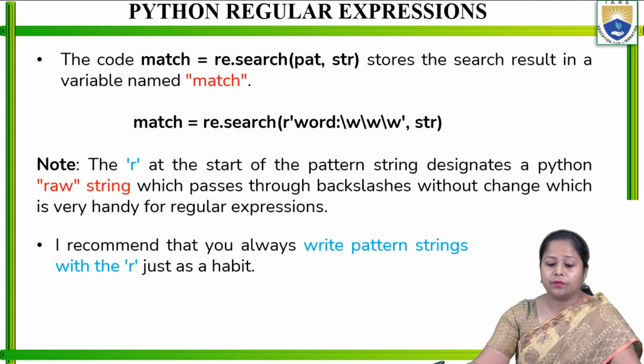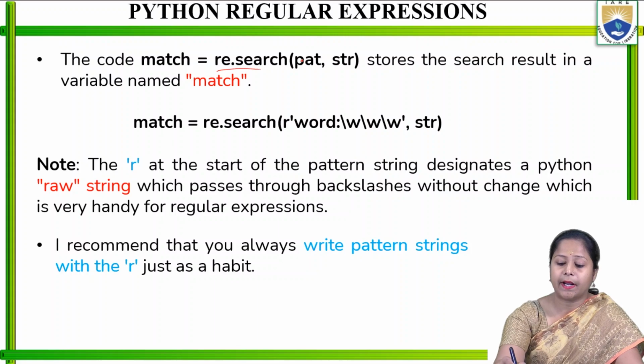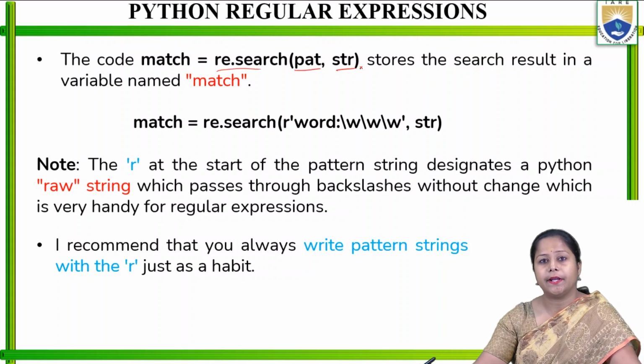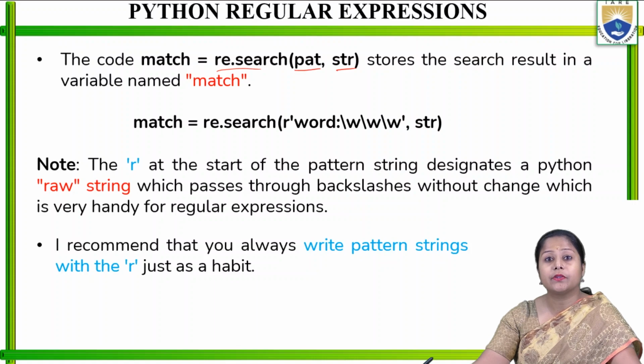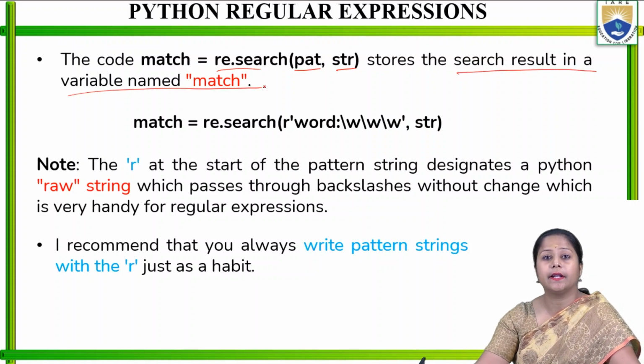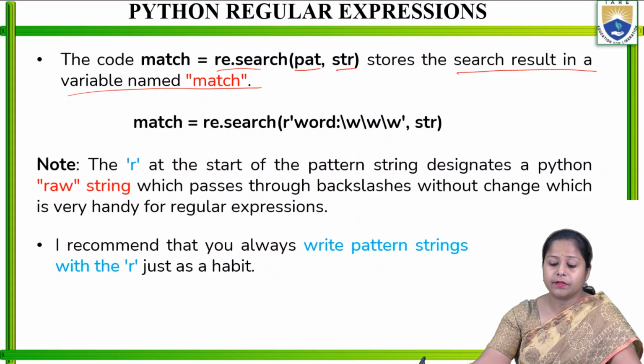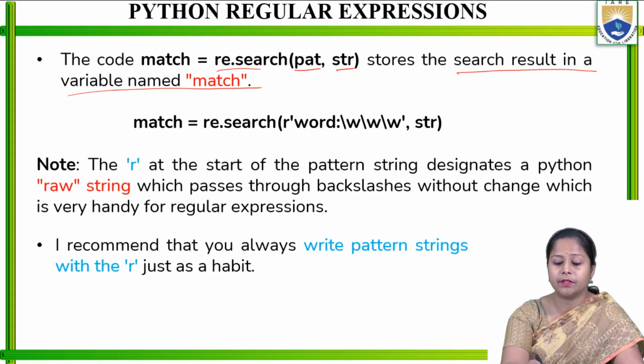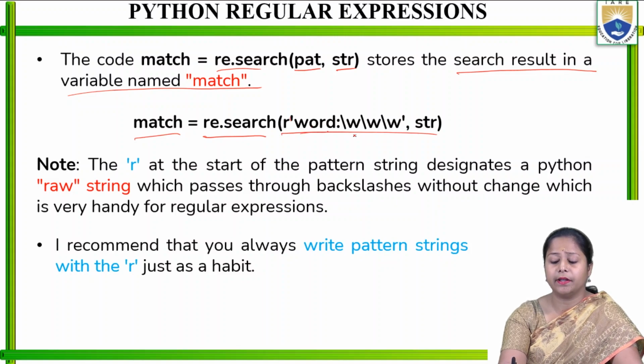Now the code match = re.search(pat, str). That is going to store the search result in a variable that we have declared as match. For the other condition, we are going to write match = re.search(r'word:\w\w\w') and again that bracket has been closed. That was not a colon, bracket here.